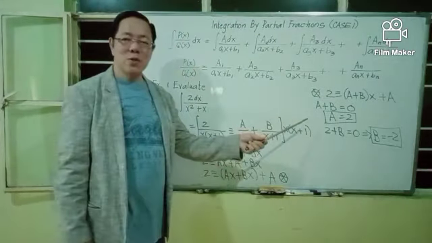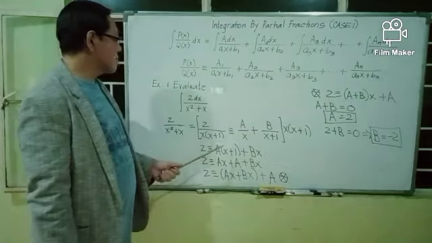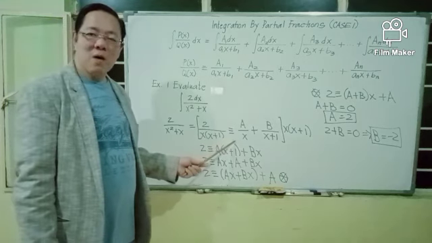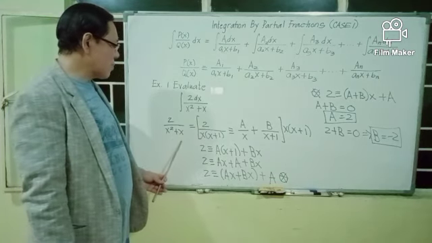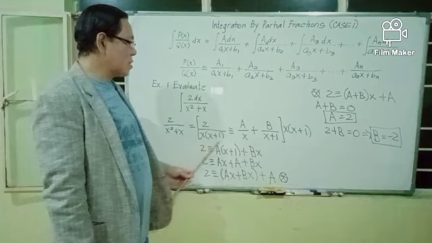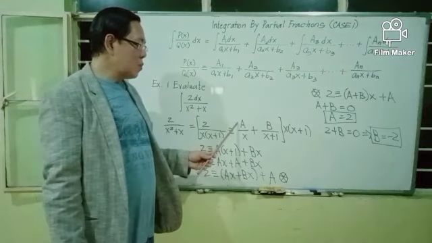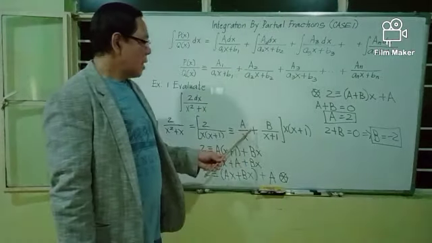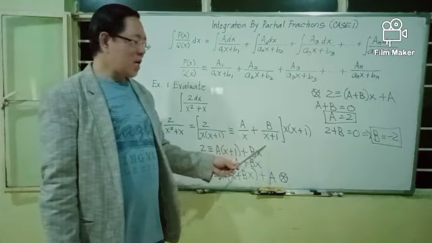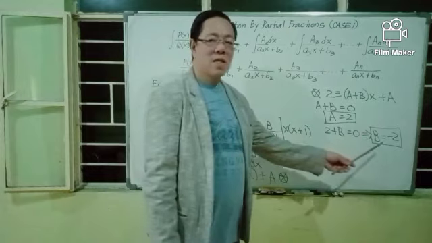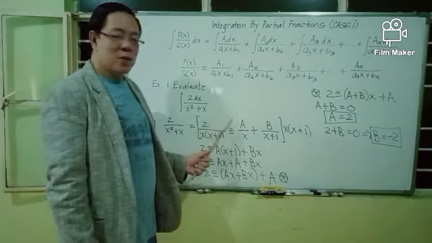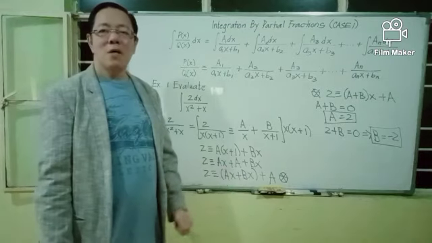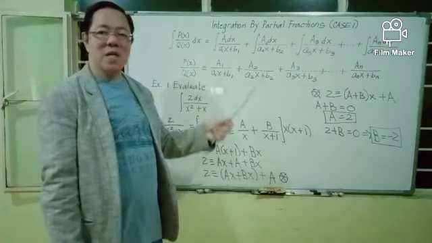And we will substitute these values of a and b here. And we will now say that 2 over x squared plus x is equal to the sum of the partial fractions 2 over x, because a is 2, and b over x plus 1, where b equals negative 2. And after substituting the values of a and b into this equation, we now integrate both sides with respect to x.